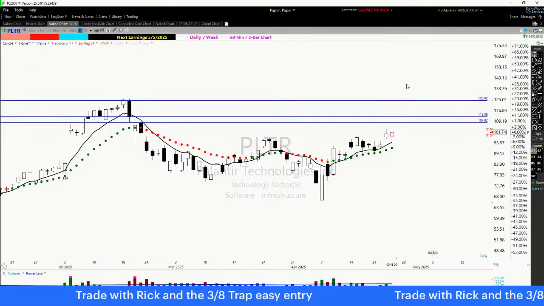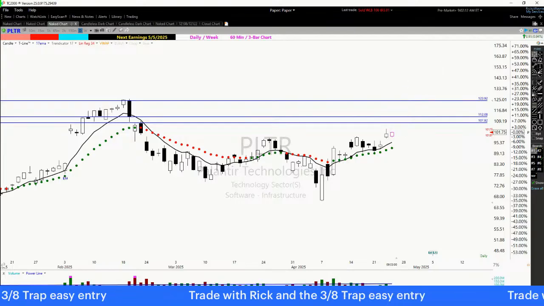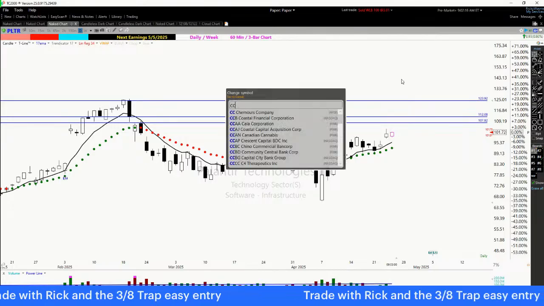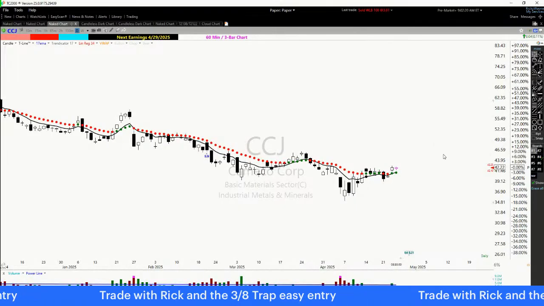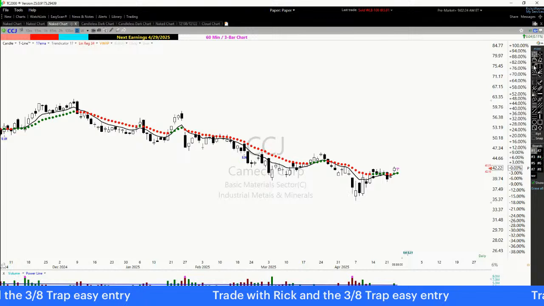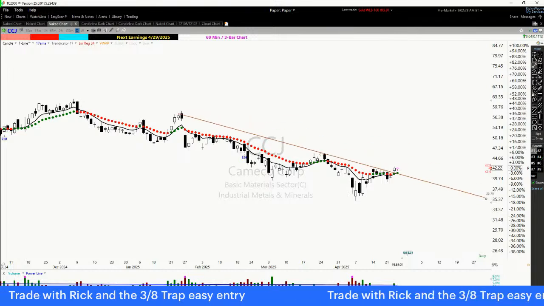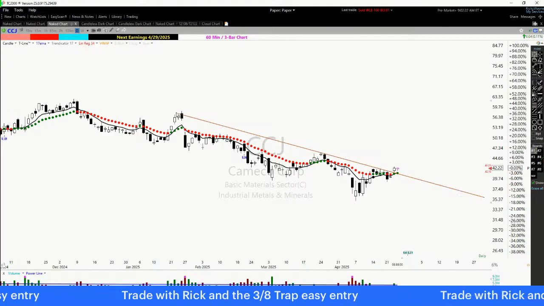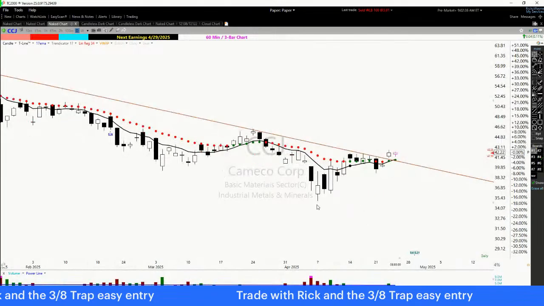Okay. All right. Let's see what we have here. Nancy, good morning. CCJ. Look at CCJ here. Yeah, look at that. Breaking above the downtrend. Let's take this. Just connect those two peaks right there, and you can see how we're breaking through.